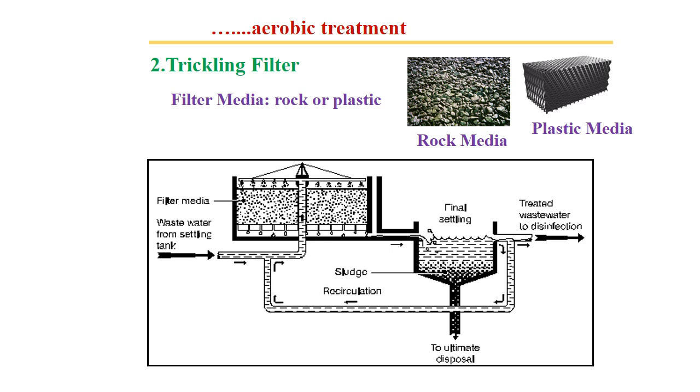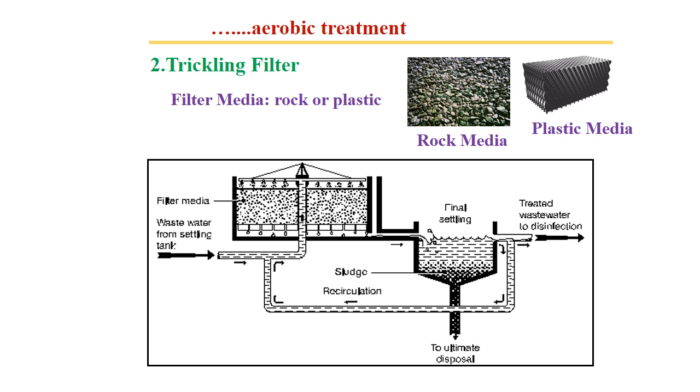This is another aerobic treatment, which is called the trickling filter. Here the filter media like rock or plastic is used. That is, small stones are used, or sometimes plastic media, and the cultures are inside them and the effluent has to pass through that.